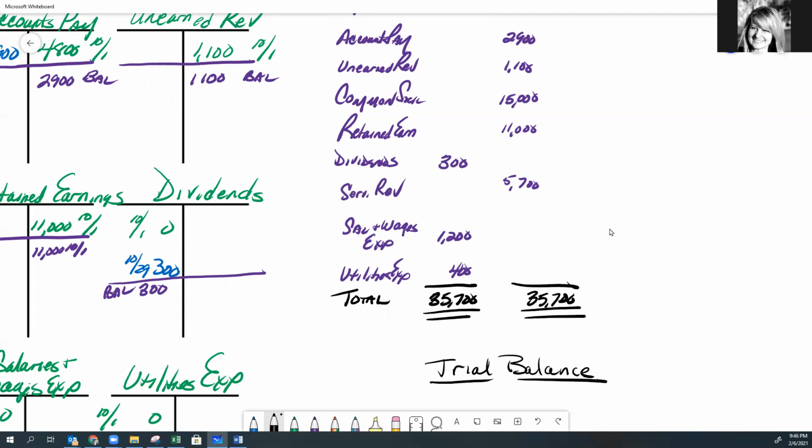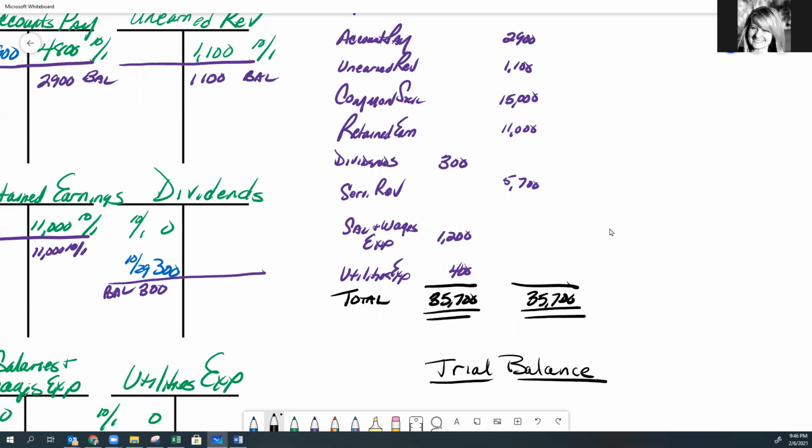Now, keep in mind, just because your trial balance balances, that doesn't mean everything was correct. It just means that your accounting equation stayed in balance throughout the entire accounting process. Because if you debited the wrong account and credited the wrong account, as long as you did it for the same amount and then posted it properly and transferred it over to your trial balance properly, your trial balance is still going to balance, but the balances of your accounts are going to be wrong.